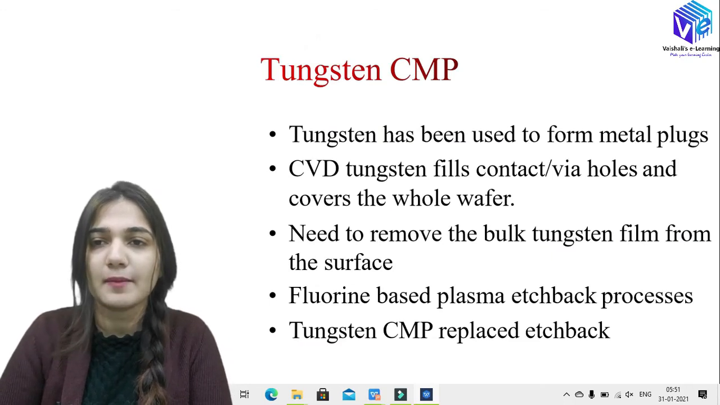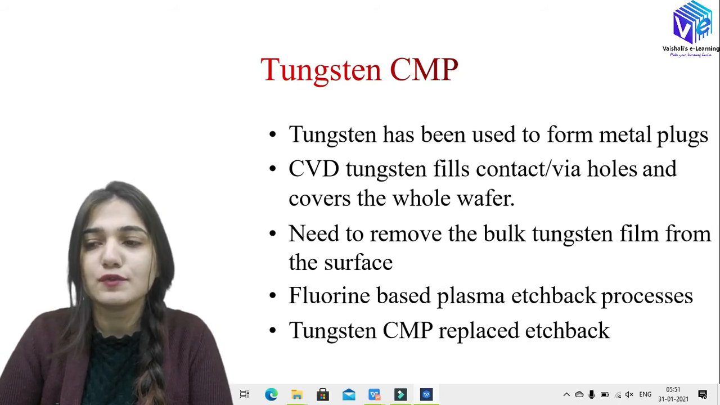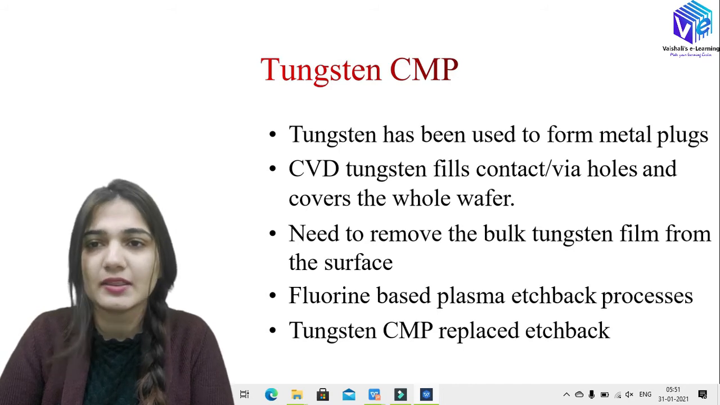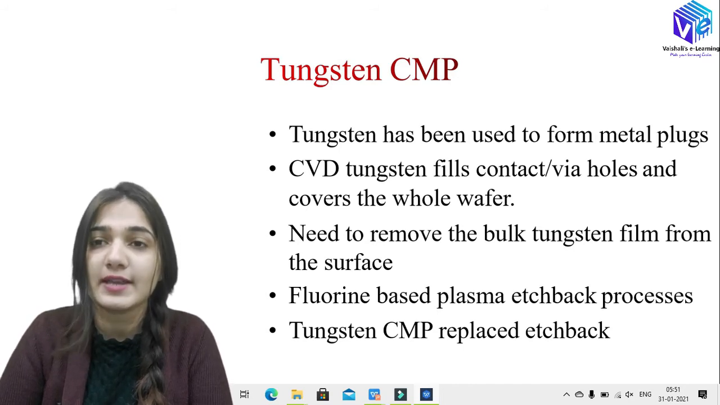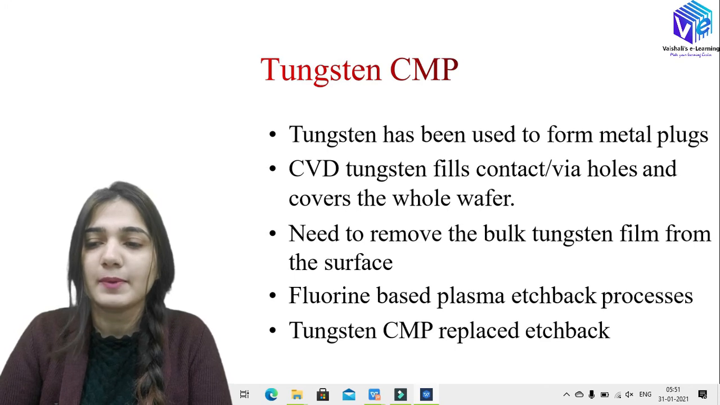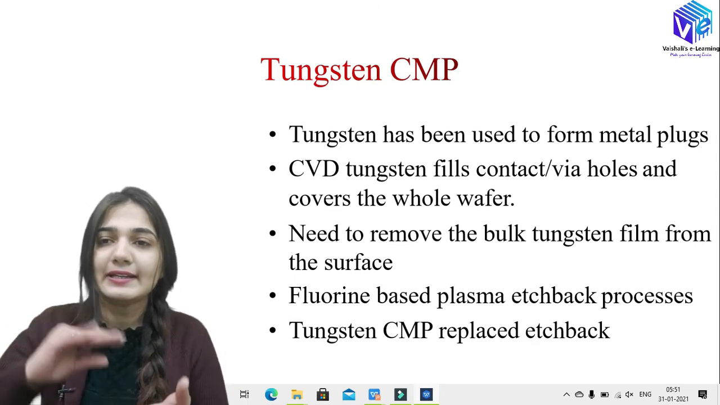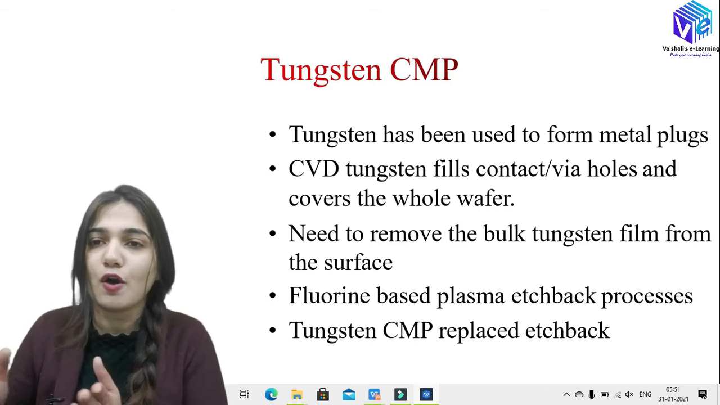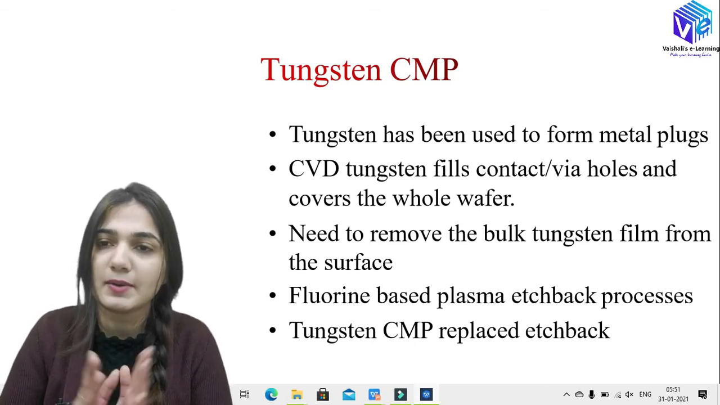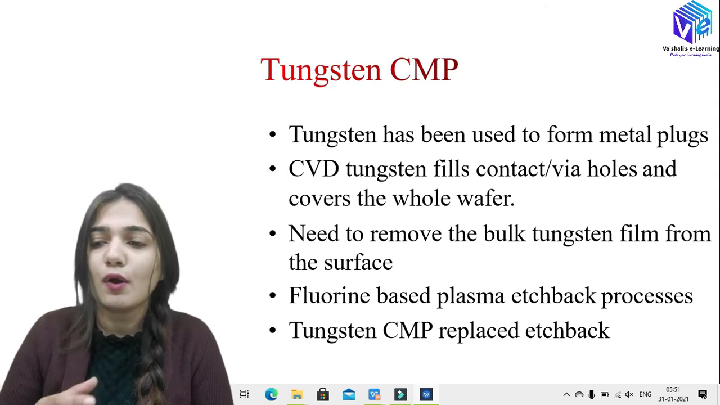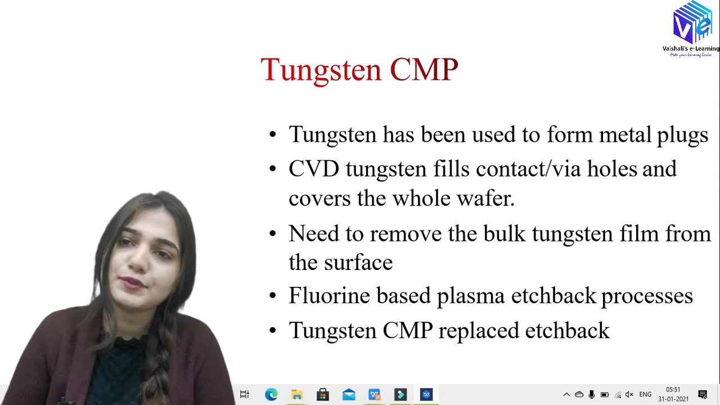First of all, we are talking about the tungsten CMP. Okay, the tungsten chemical mechanical polishing. Tungsten has been used to form the metal plugs. We have seen it in the metallization process. The tungsten was a very important metal to form the metal plugs. Plus, the CVD of tungsten fills the contact and the via holes and covers the whole of the wafer, right? So to make the metallic interconnection between the various components, we are using the tungsten. Plus, to fill the via hole or the contact hole, we are using the tungsten.